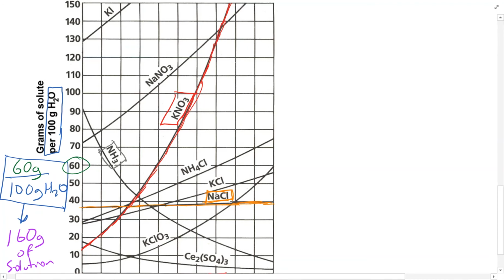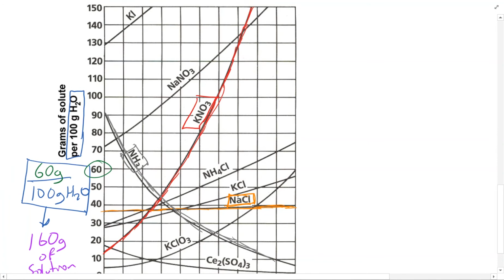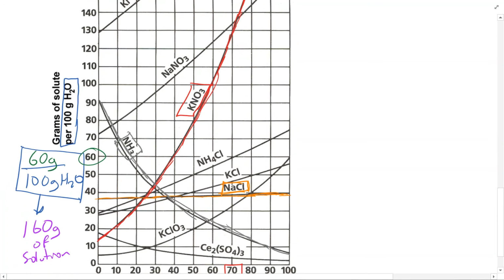Ammonia, NH3. If we look at ammonia right here, we notice that as we increase the temperature, it actually decreases its solubility, as we can see. And it kind of tapers off here as we get further over. So ammonia is also a really weird one. And there's a bunch of other salts here, as we can see. Cesium sulfate on the bottom here also would decrease its solubility. So another kind of weird one.